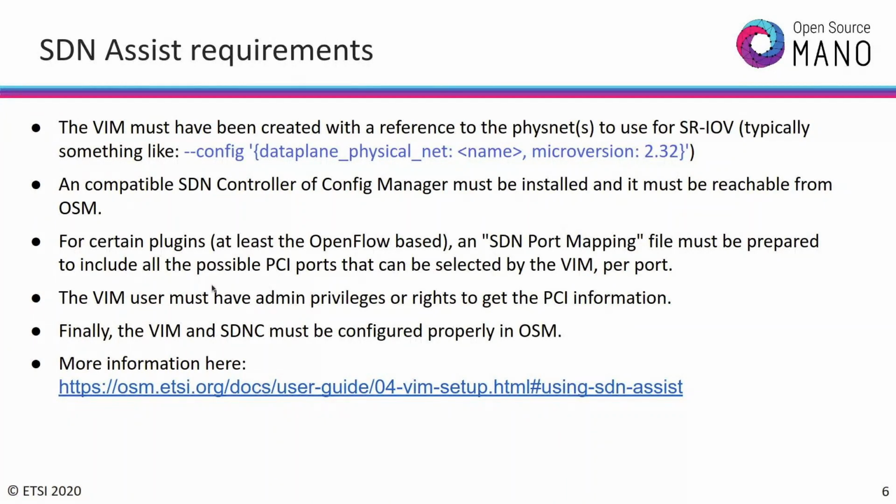The VIM user must have admin privileges in OpenStack, or the privileges to get this PCI information. And finally, we would need to configure the VIM and configure the SDN controller in OSM, so OSM is aware of an SDN controller. We have more information here in the guide.